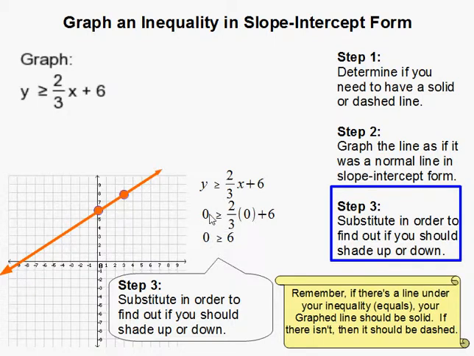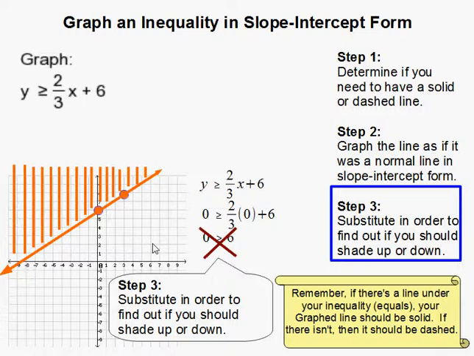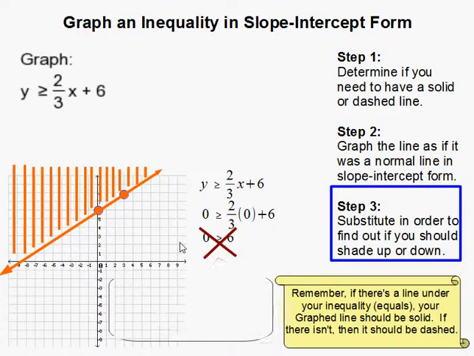So this means 0 is greater than or equal to 6, which is very not true. Okay, so that means we don't shade this side. That means we have to shade the other side. So we shade up. And that completes our problem.